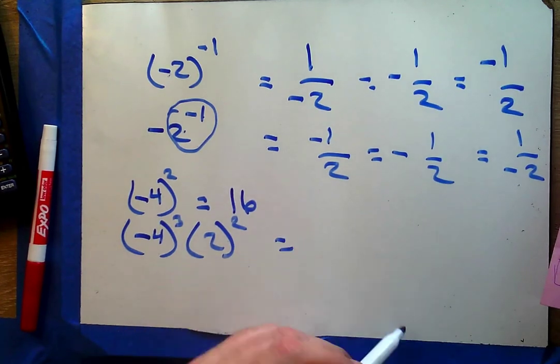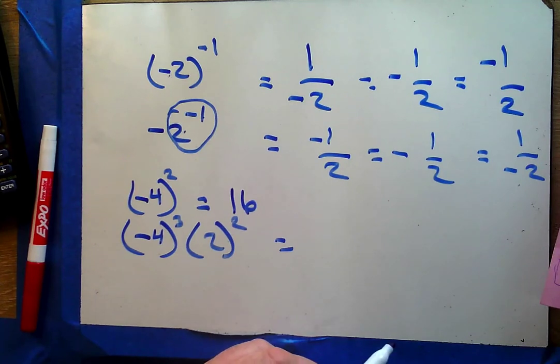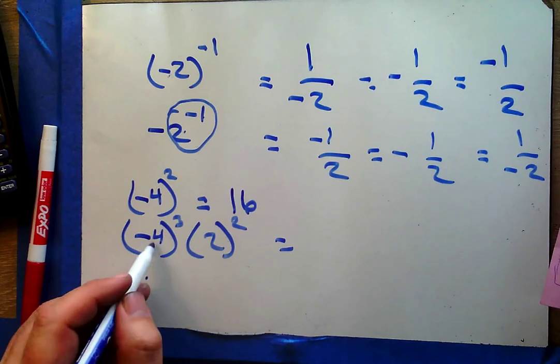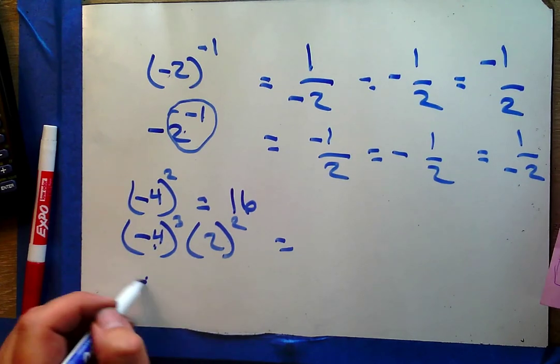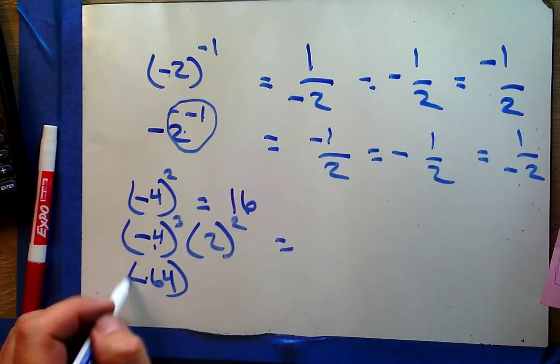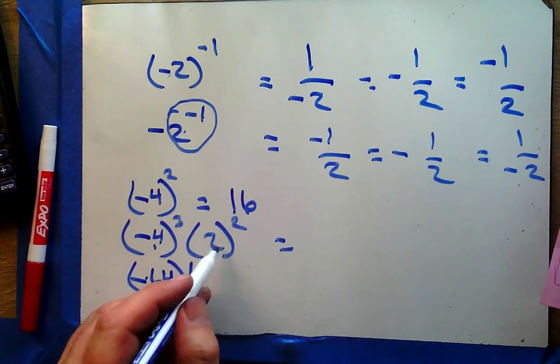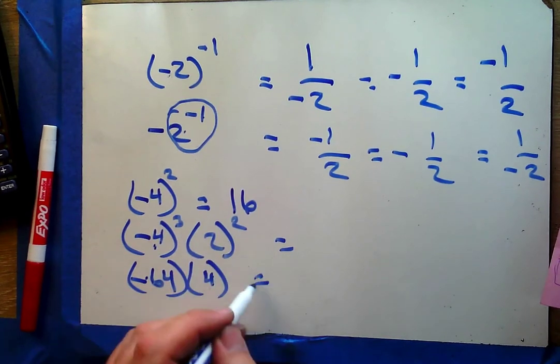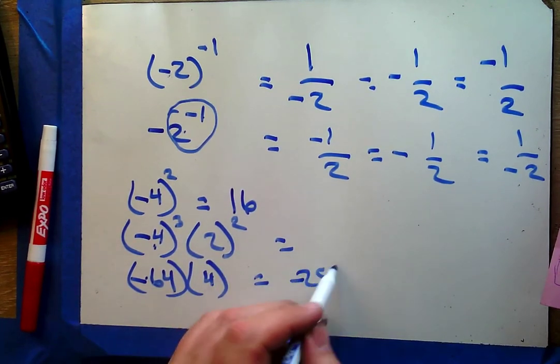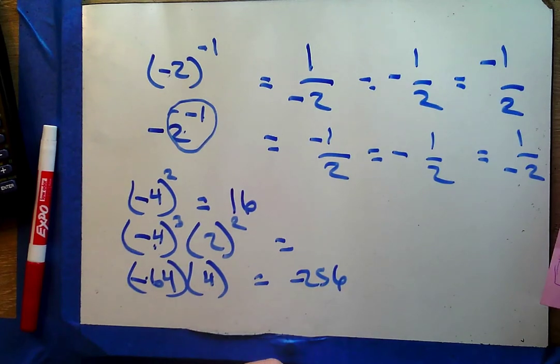And how about negative 4 to the third, 2 squared? 5, 4, 3, 2, 1. Well, we know that this is negative 4 times negative 4 times negative 4, so that's negative 64. 2 times 2 to the second is 4, and so that gives us negative 256. Okay.